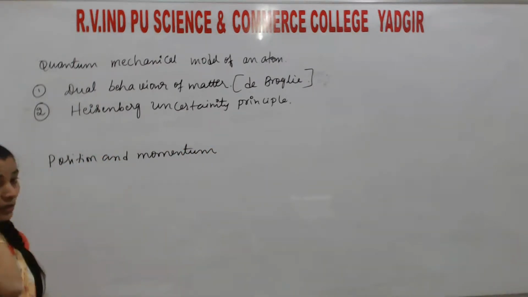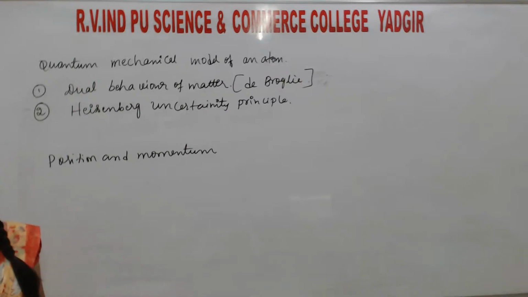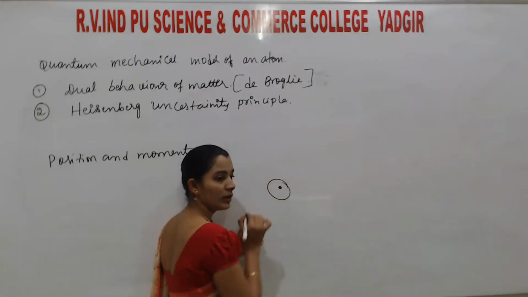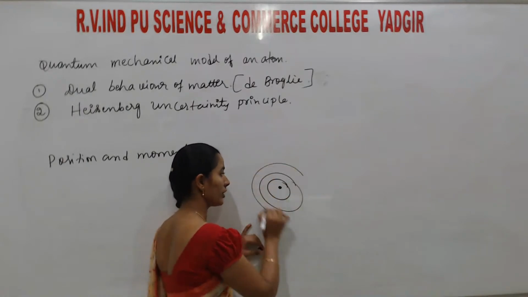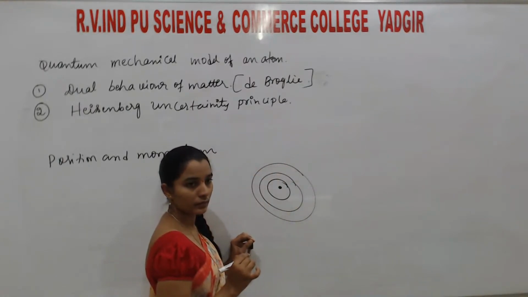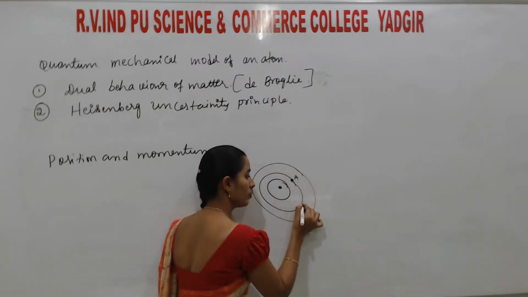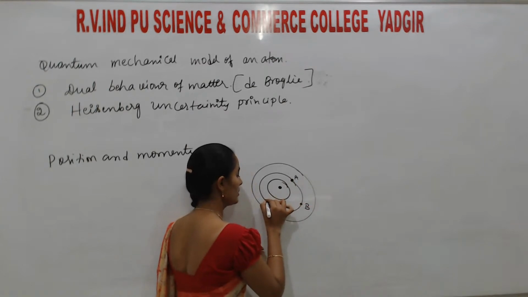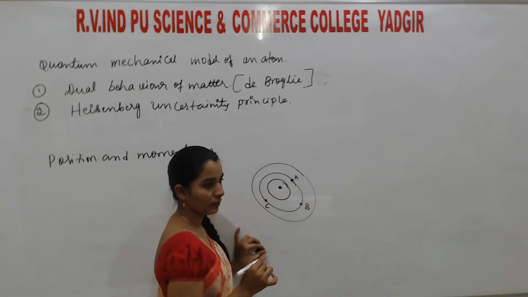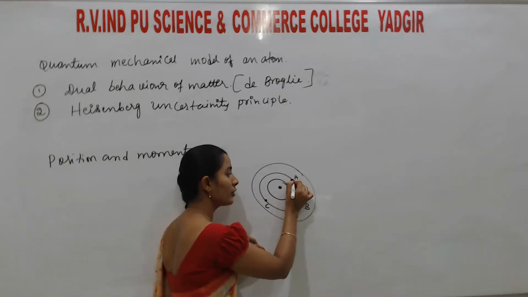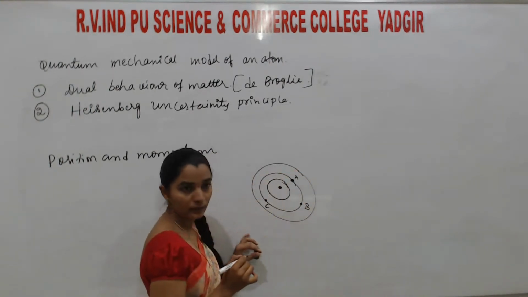One is the position and another one is what? Momentum. Okay, so what does it tell us? Listen here. This is the nucleus. Electrons are revolving around the nucleus. So we consider position A here and position B here, position C here. We need to find out the momentum of the electron at position A.